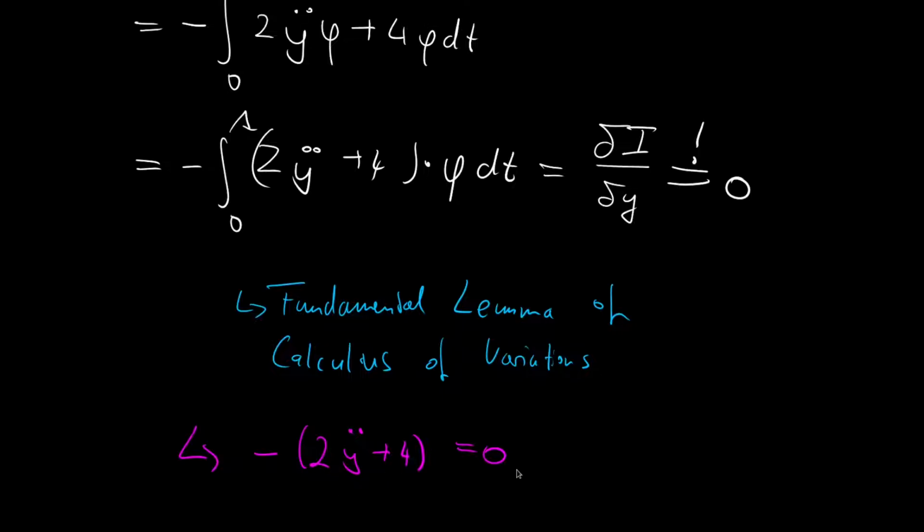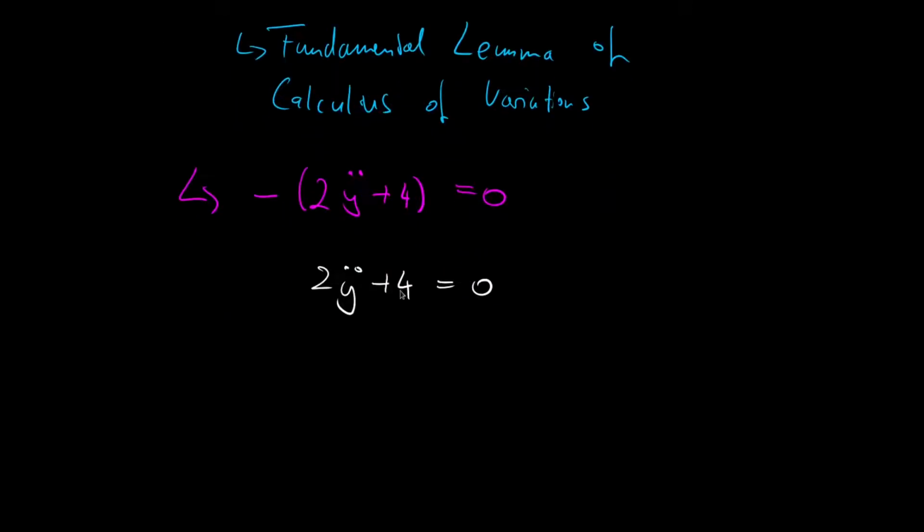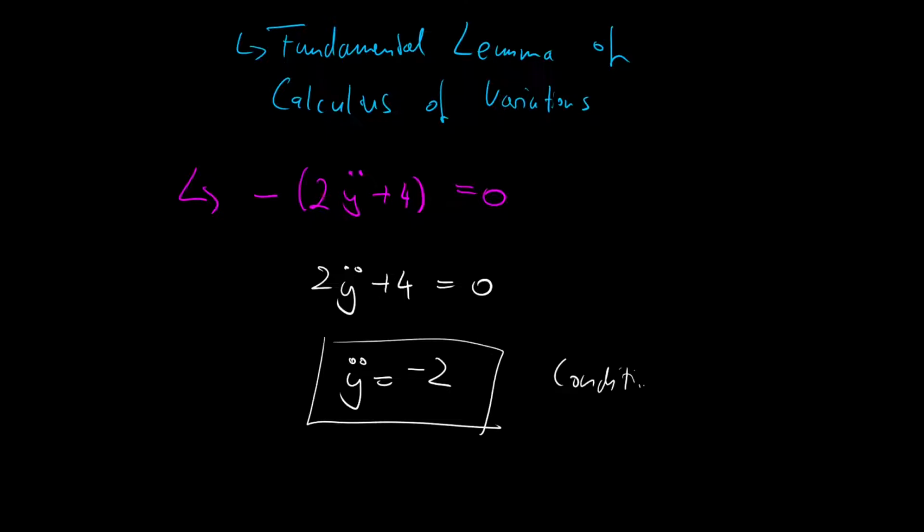And then we get the following, and we can rearrange this to 2y double prime plus 4 is 0. And if we rearrange this equation, we get y double prime is minus 2. And that is the condition for the optimal solution. So recall, we wanted to minimize our functional, and now we found just a condition, but this makes a lot of sense.